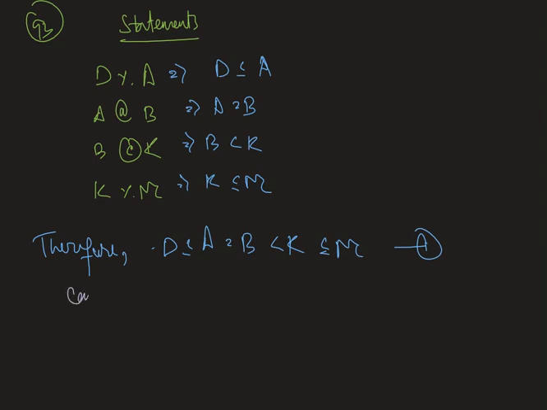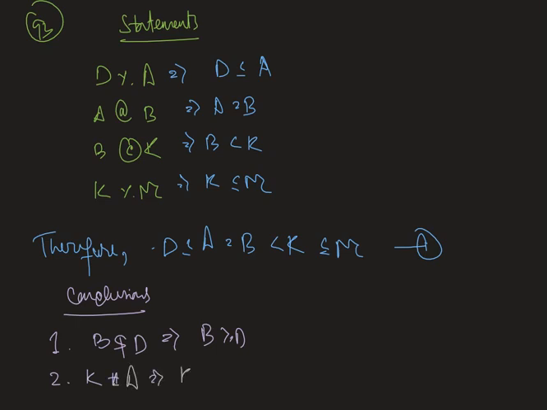Now let's see the conclusions. The first conclusion is B percentage D, and this implies B is strictly greater than D. The second one is K hashtag A, this implies K is strictly greater than A. The third one is M hashtag B, this implies M is greater than B. And the last one is A copyright M, this implies A is strictly less than M.